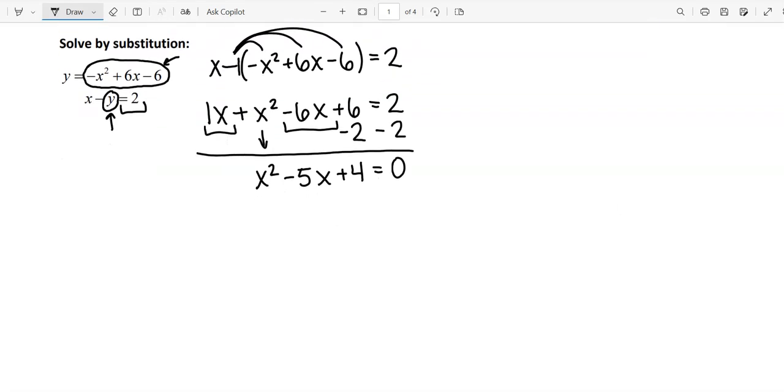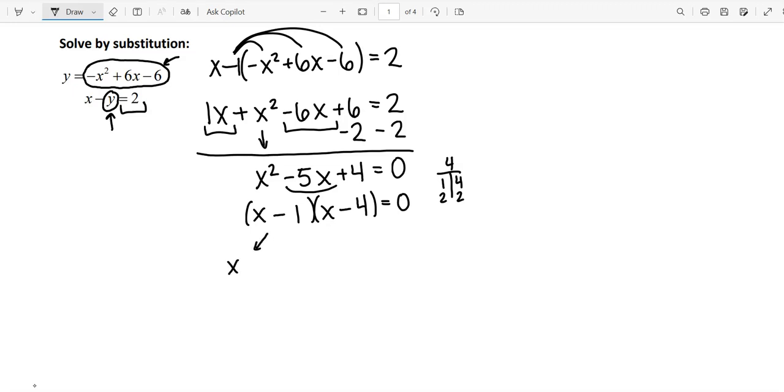From here, I want to try to factor it if it's factorable. So x times x is going to give me that x squared. And then factors that give me 4 are 1 and 4, 2 and 2. I can tell to get this 5 in the middle, I want 1 and 4. To get the negative 5, I want a negative 1 and a negative 4.